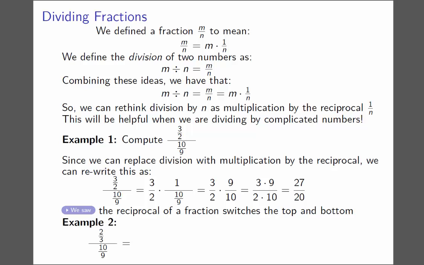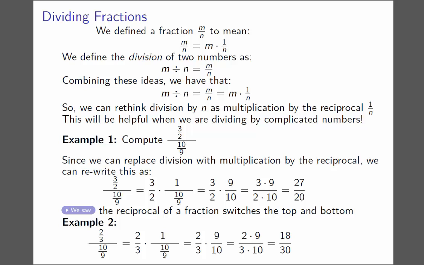As another example, let's compute 2 thirds divided by 10 ninths. Again here, we can replace division by 10 ninths with multiplication by 1 over 10 ninths, or 9 tenths. Now when we multiply this, we have 2 times 9 over 3 times 10, which is 18 over 30.